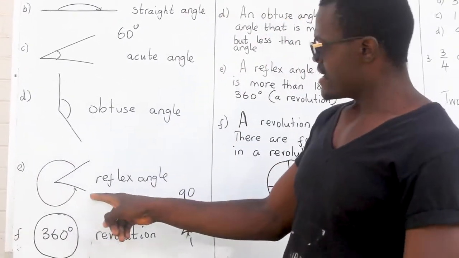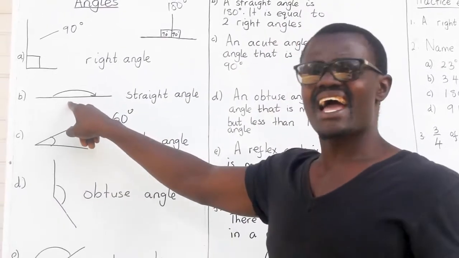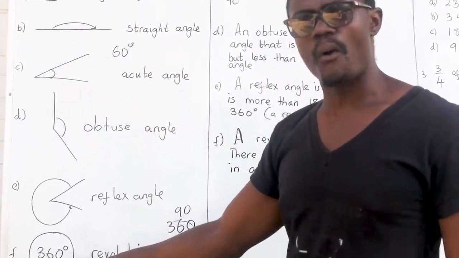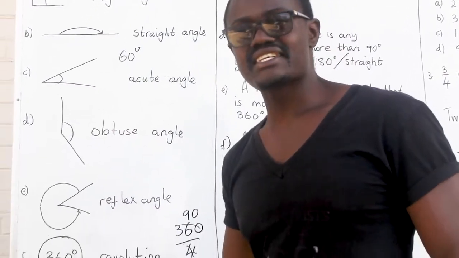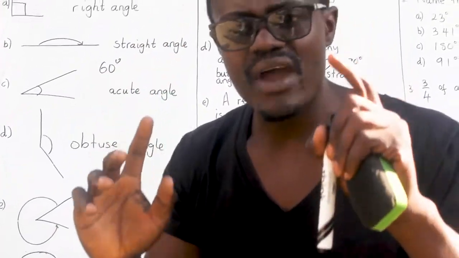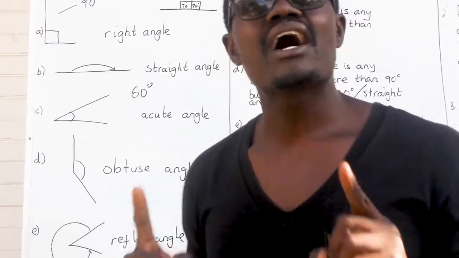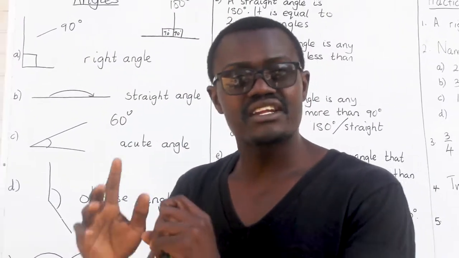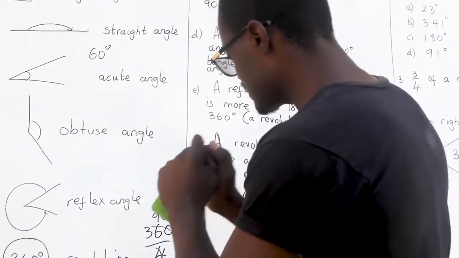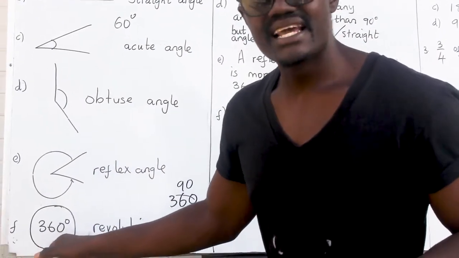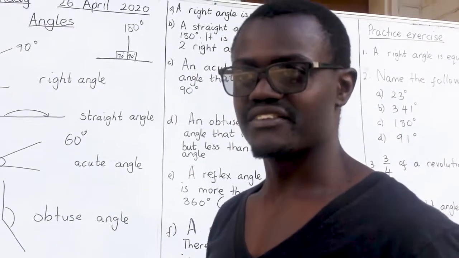Right. This one here is a reflex angle. A reflex angle is an angle which is more than 180 degrees but less than a complete revolution. Now, if any angle is more than 180 but less than 360, it gives us what is called a reflex angle. For example, any number that is found between 180 and 360, for example, 181, 182, 183, and so on, gives us what is called a reflex angle. And finally, this is a complete revolution which is made up of 360 degrees.